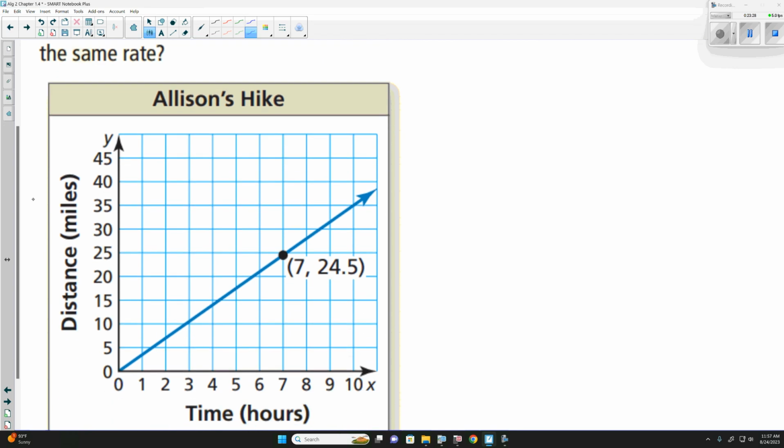Okay. Well, they did give us a point on the graph, 7, 24.5. Well, they also technically gave us a second point, which is 0, 0. So they gave us the y-intercept. So that is helpful in finding the equation of the line, because we can use slope-intercept form because they gave us the value of b. Now the only thing we need to find at this point is the slope, because once we find the slope, then we can find the equation.